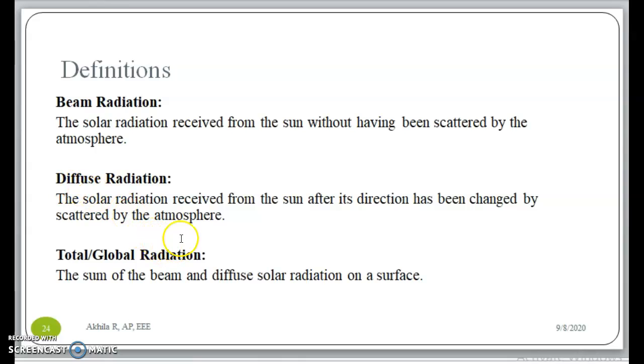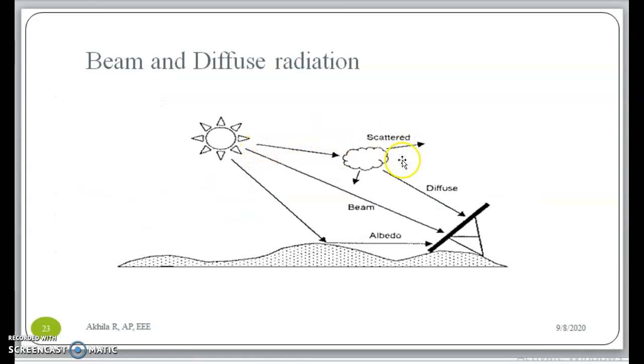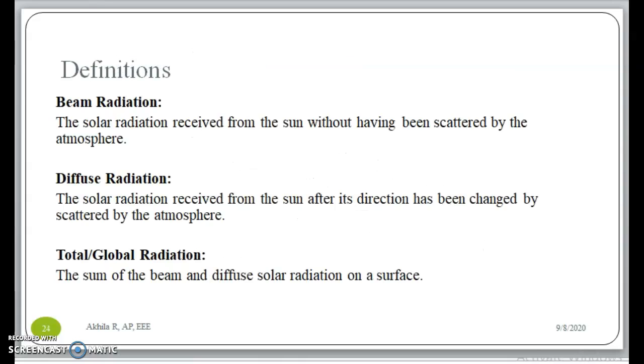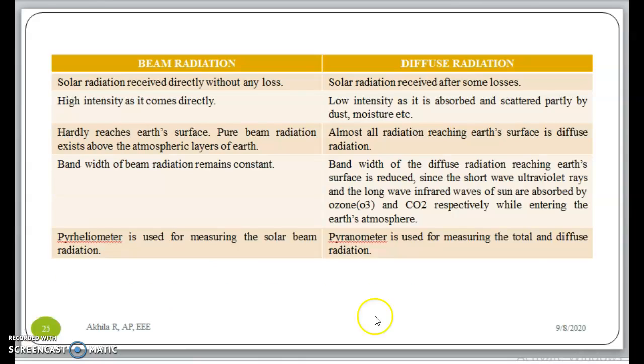And diffuse radiation is the solar radiation received from the sun after its direction has been changed by scattering by the atmosphere. So you can see that clouds hitting the cloud, it gets scattered. So that is known as diffuse radiation. And the total or global radiation will be the sum of both of them on a surface. So let's just differentiate between the solar beam radiation and the diffuse radiation. Beam means directly without any loss, and this is after some losses because it is getting scattered. And this is high intensity because it is coming directly, but this will be low intensity as it is absorbed and scattered, partly by dust, moisture, etc.